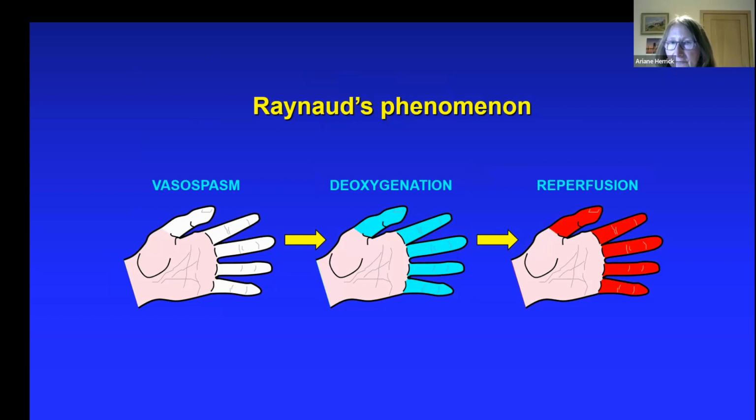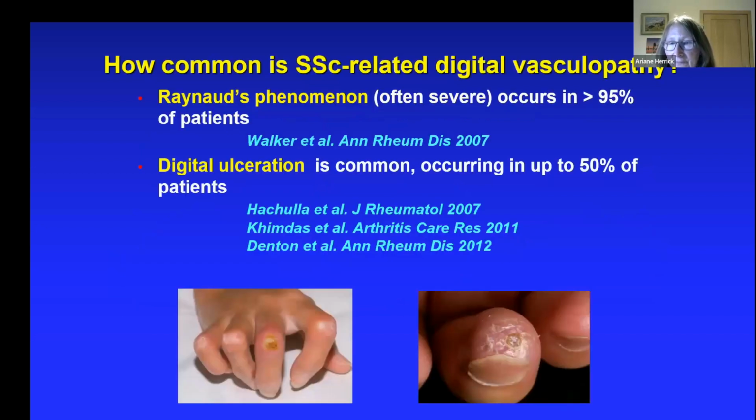And classically, the fingers change to white, and then blue, and then red. And the red phase is often painful. Some patients progress to digital ulcers, shown here. On the right, you see a fingertip ulcer, and on the left, ulcer over the extensor aspect of the fingers, which occurs especially when patients have contractures, as shown here.